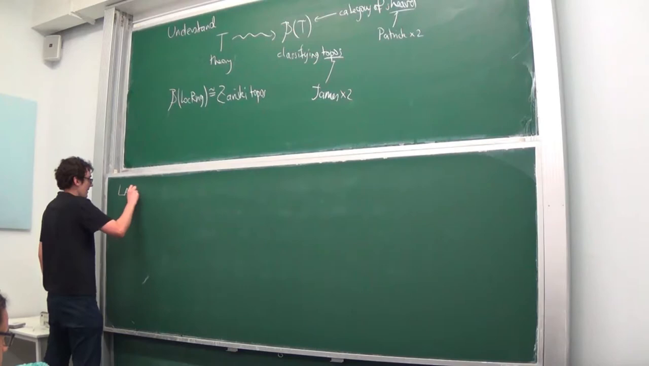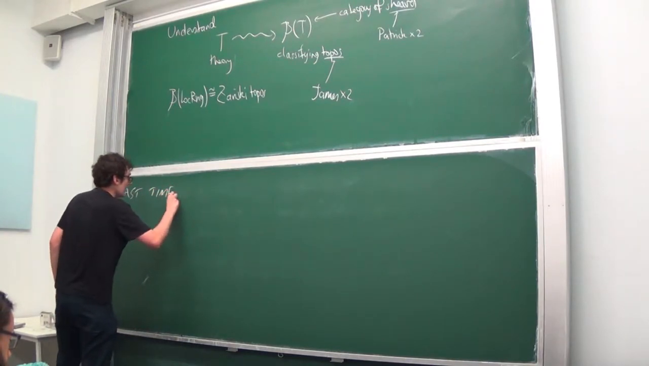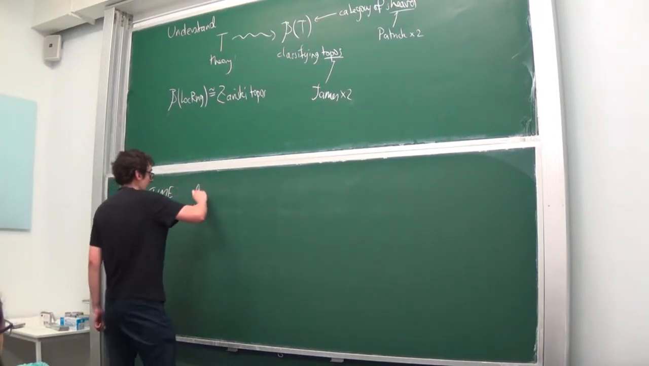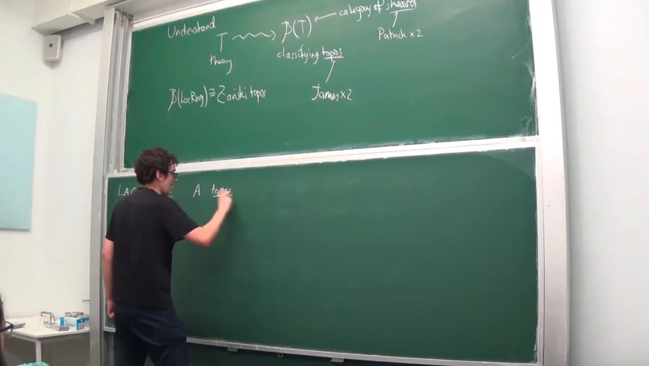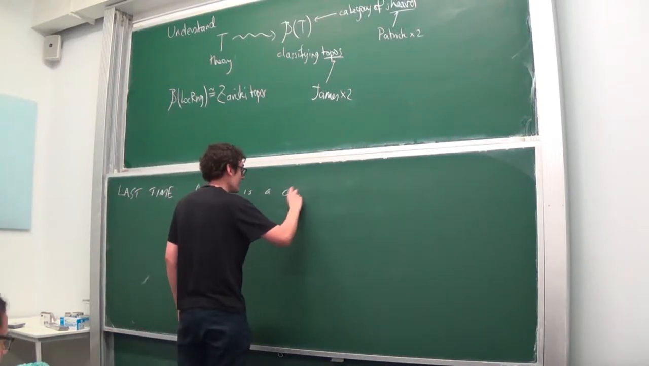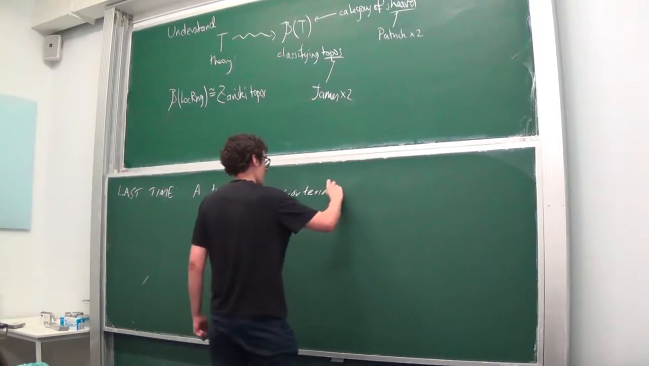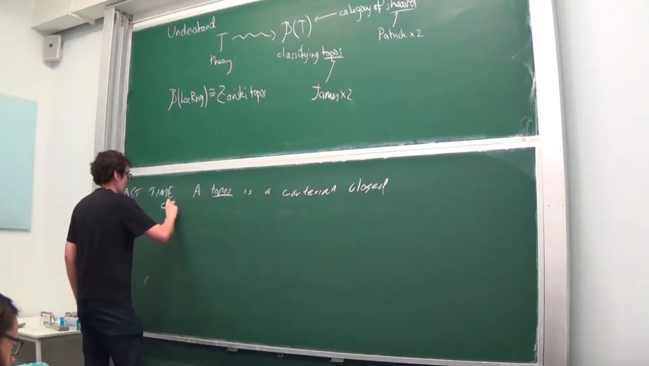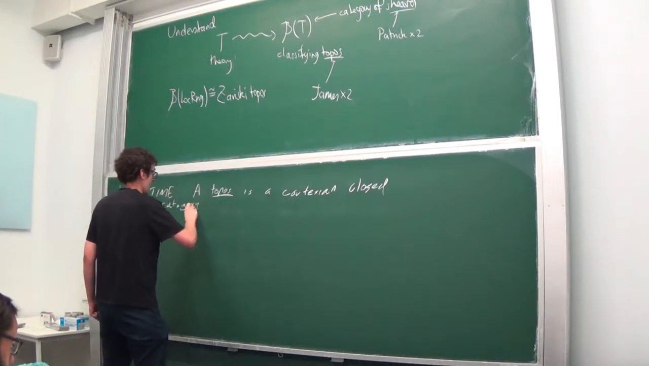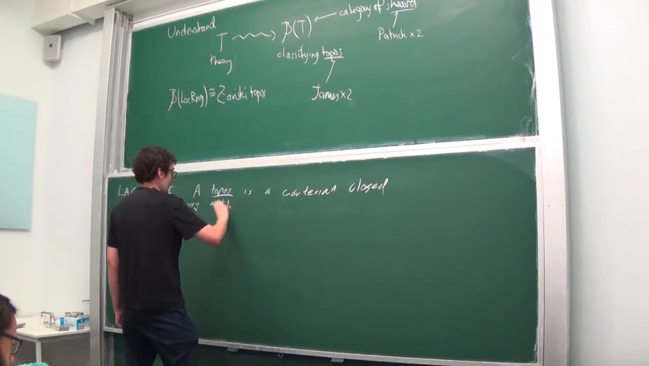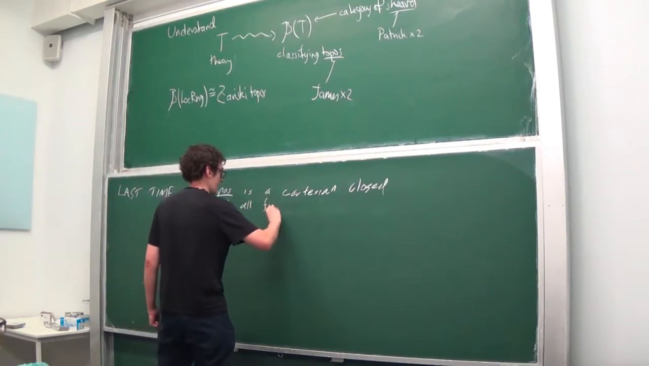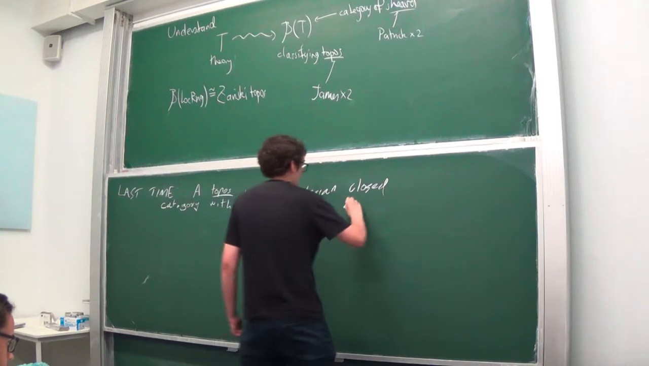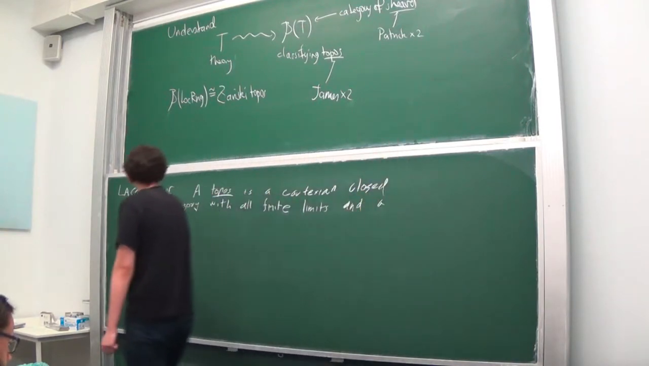So last time I gave the definition of a topos and explained two of the three terms in it. So let me just write that definition out again. It's a Cartesian closed category, with all finite limits, and a subobject classifier.